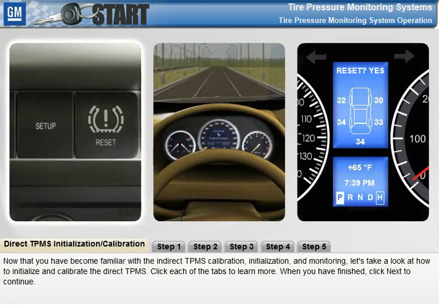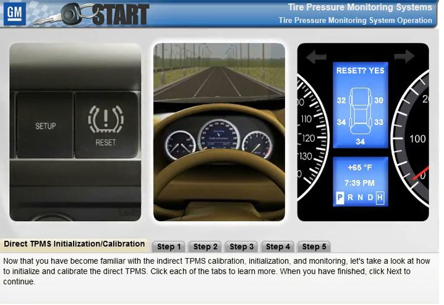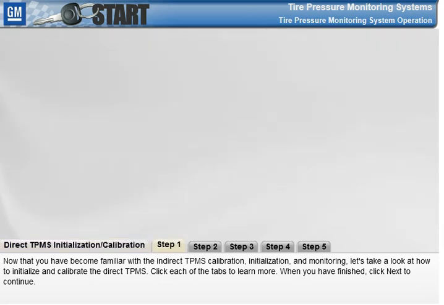Now that you have become familiar with the indirect TPMS calibration, initialization, and monitoring, let's take a look at how to initialize and calibrate the direct TPMS. Click each of the tabs to learn more. When you have finished, click Next to continue.